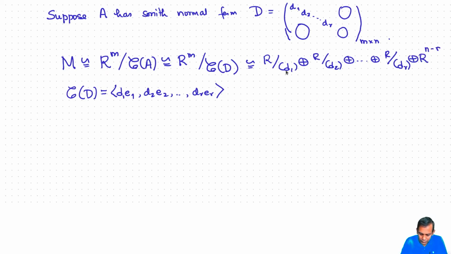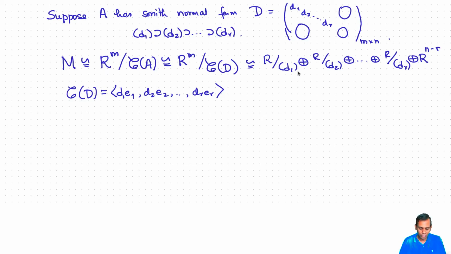Now we also have this condition that the ideal generated by d1 is larger than or equal to the ideal generated by d2, and it's larger than or equal to the ideal generated by d3, and so on. Now it's quite possible that some of these d1, d2 and so on are units, but in that case R mod di is going to be trivial.